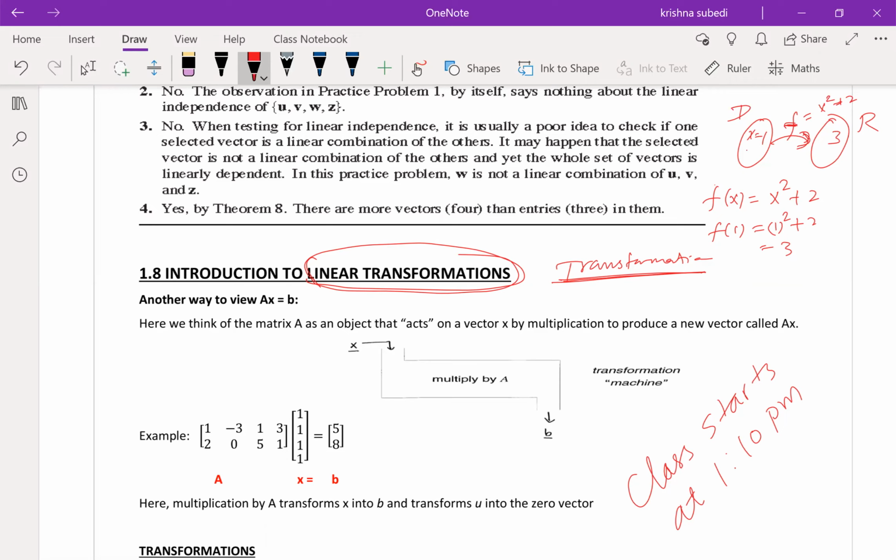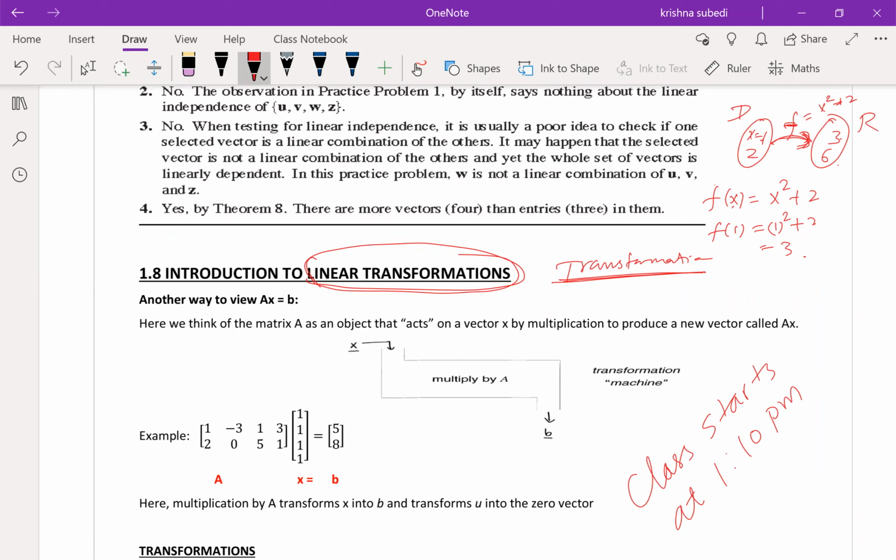If x equals 2, then this function will change 2 into 6. Because when you substitute x equals 2, it's going to give you 6. And so on. What it does is it transforms 1 into 3, and this f transforms 2 into 6. So transformation is kind of, you know.